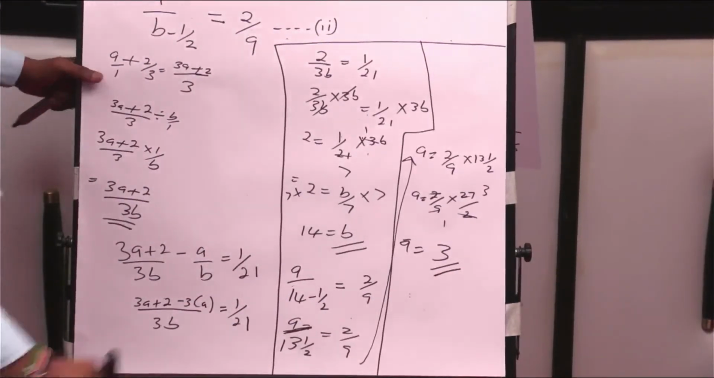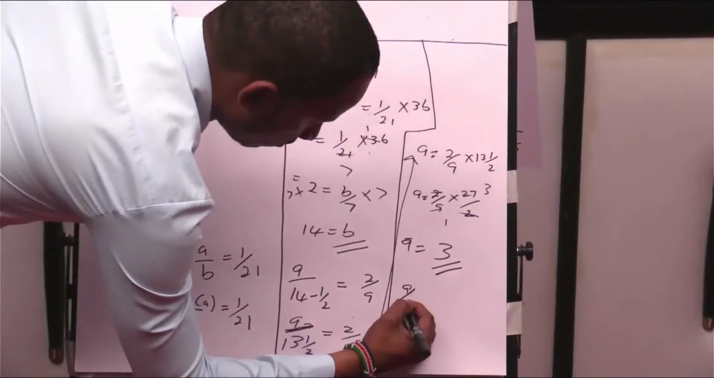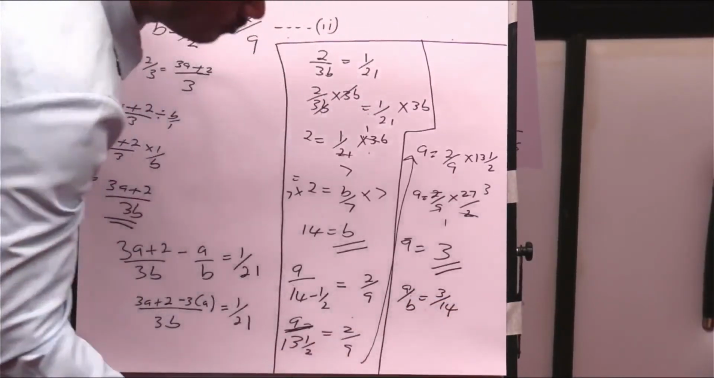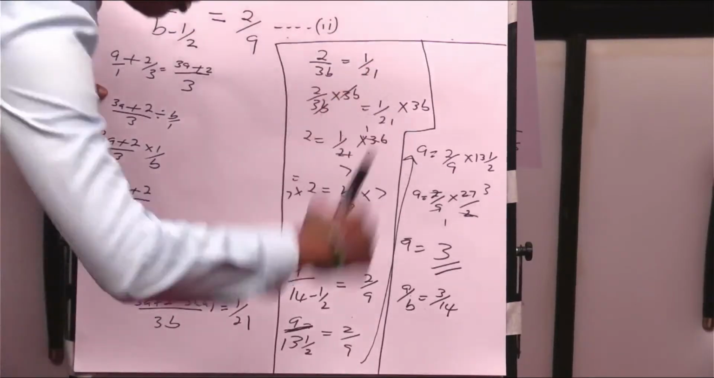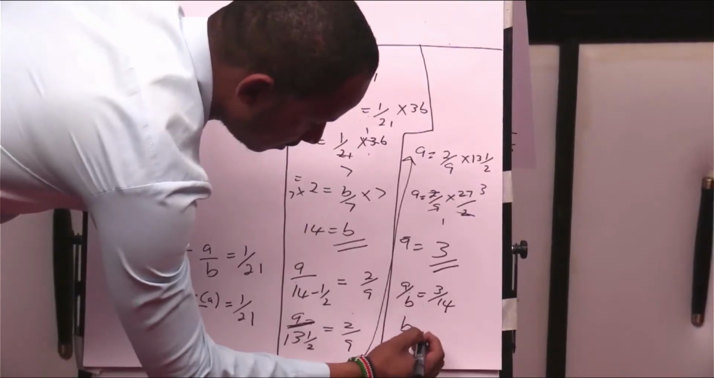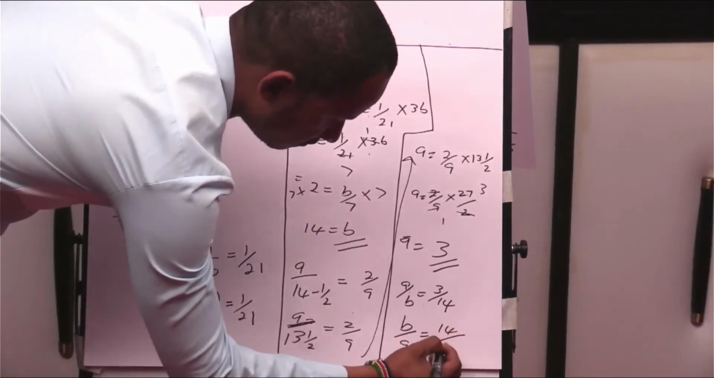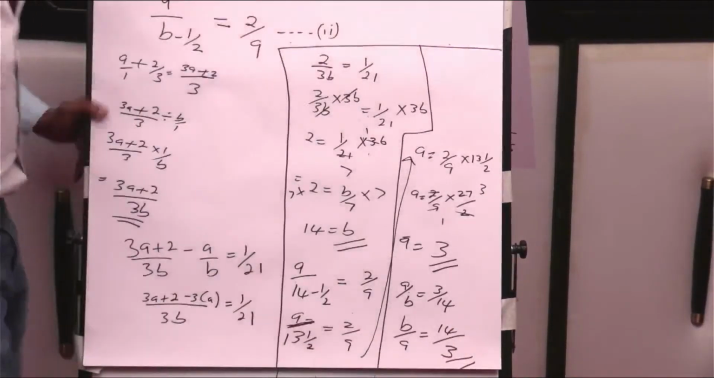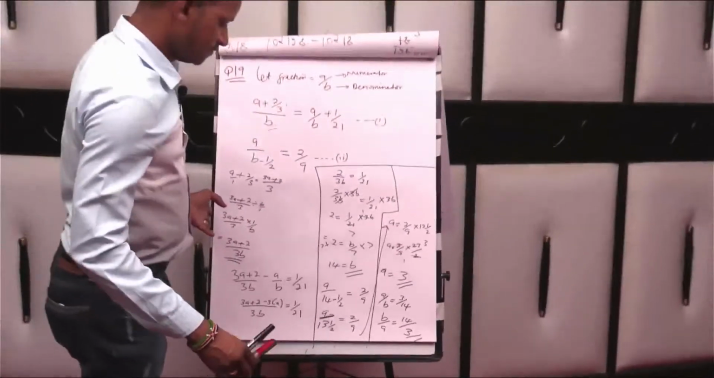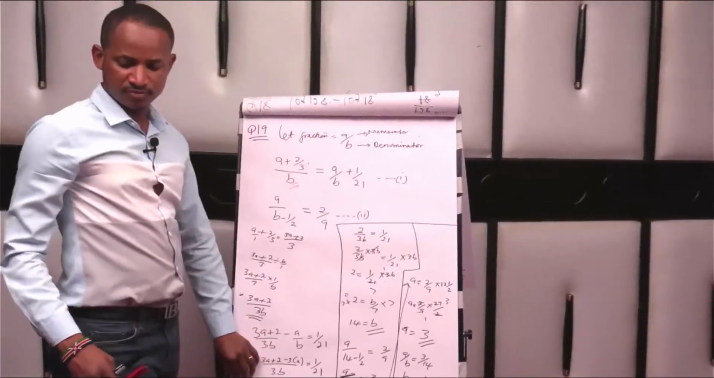So what is our fraction? It is A over B, which is 3 over 14. But the question wants the reciprocal of this fraction. Reciprocal means B over A, which is 14 over 3. Very easy. You just have to be keen.